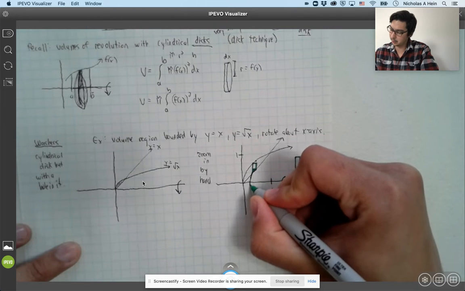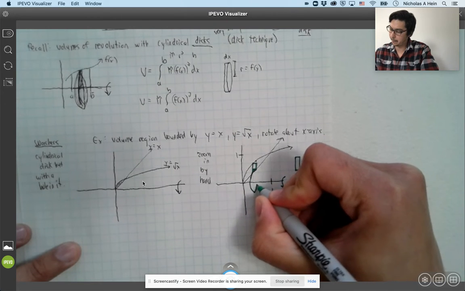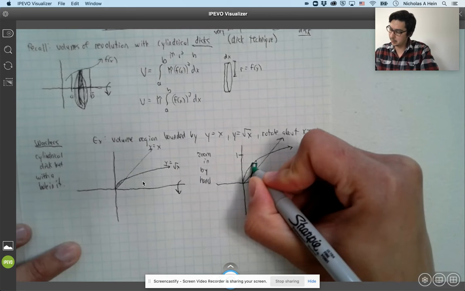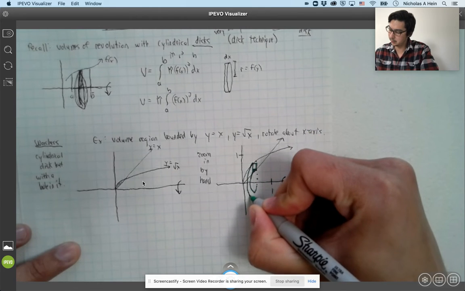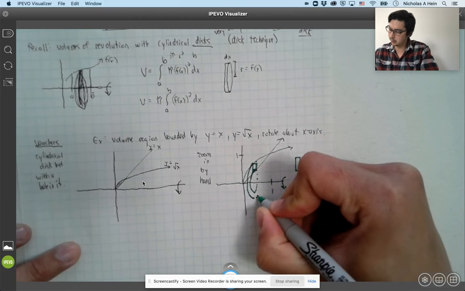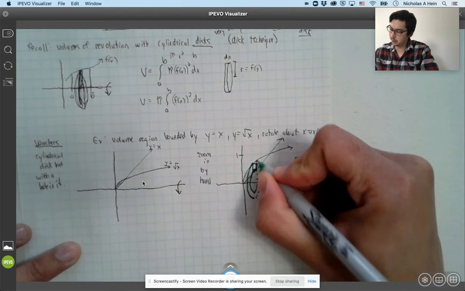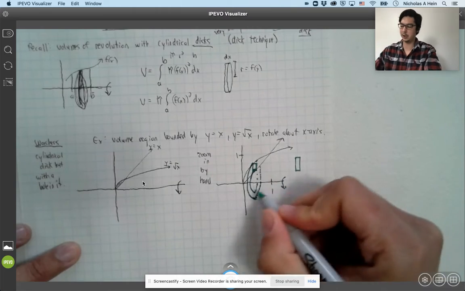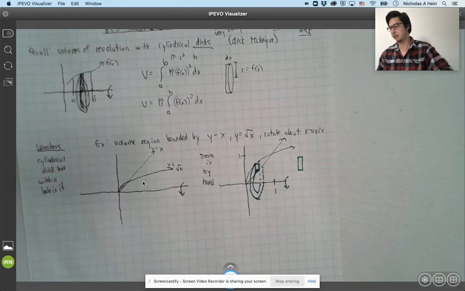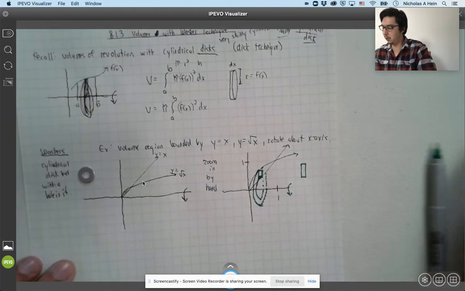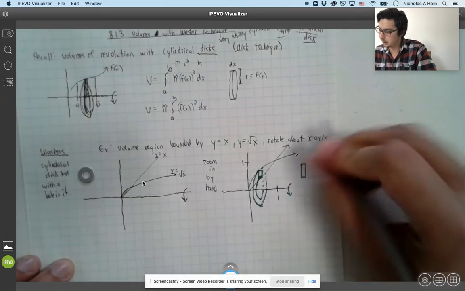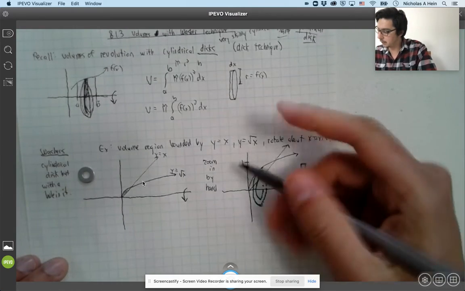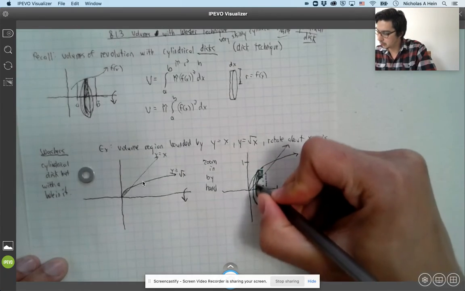I'll do my best to draw it, is it's not going to create a perfect cylinder. What you end up getting here is a washer, just like I have here, because of the hole that gets created. Because again, the volume that's being found is all of this right here gets rotated around.